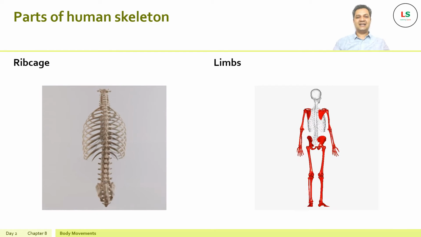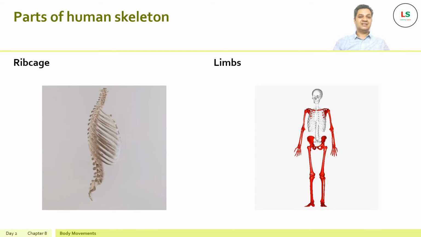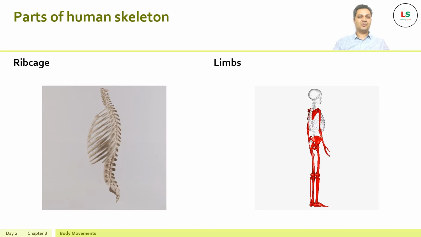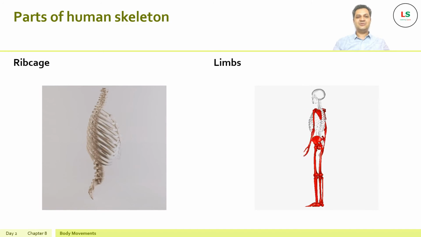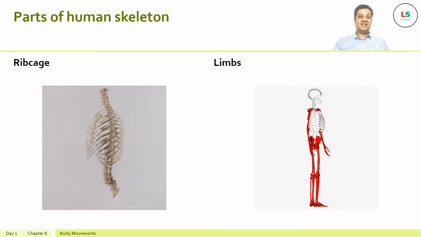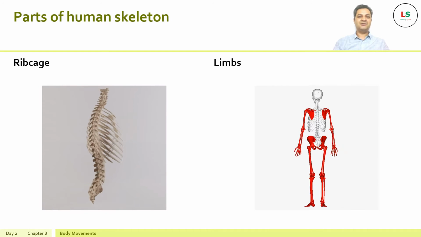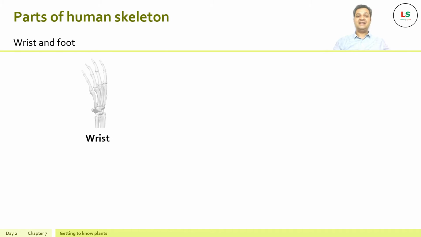The forelimbs are attached to the pectoral girdle, which consists of the shoulder blade and collarbone. The hind limbs are connected to the pelvic girdle, which has a hip bone called pelvis. Also, each hand has 8 bones in the wrist and 19 bones in the hand and fingers. Similarly, the foot has 7 bones in the ankle and 19 bones in the foot and toes.